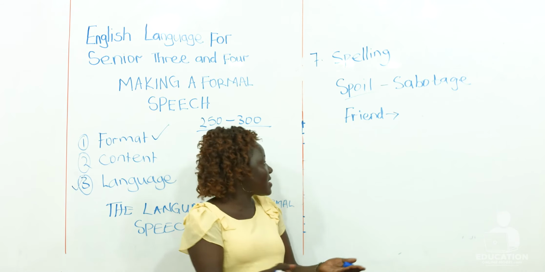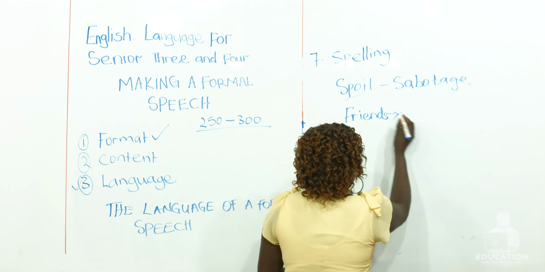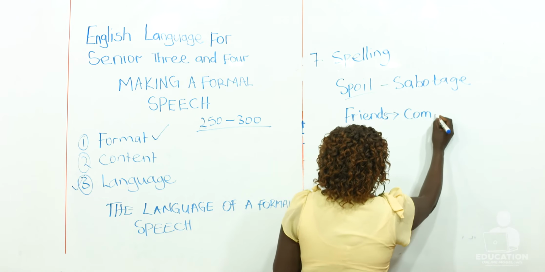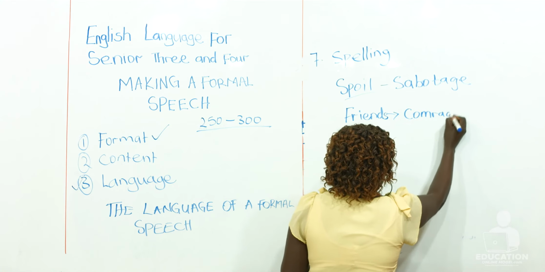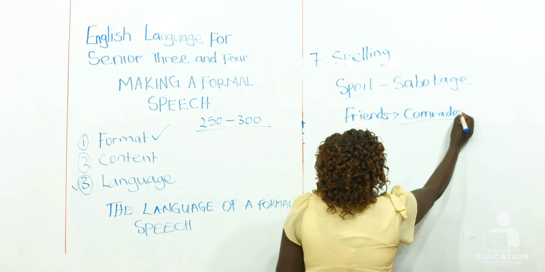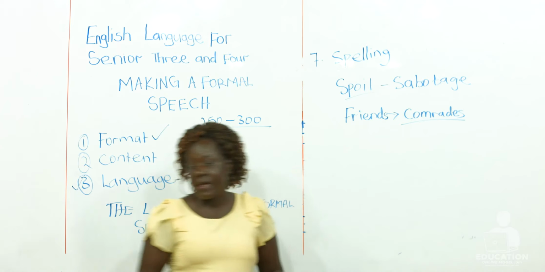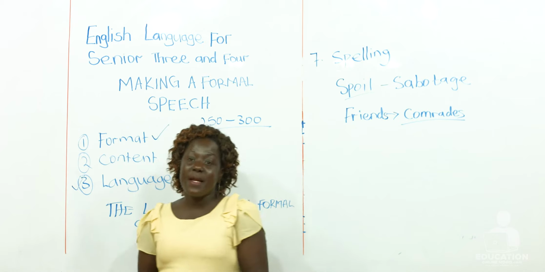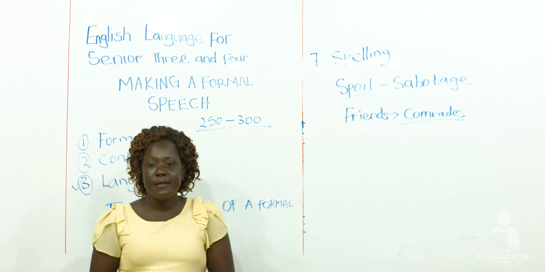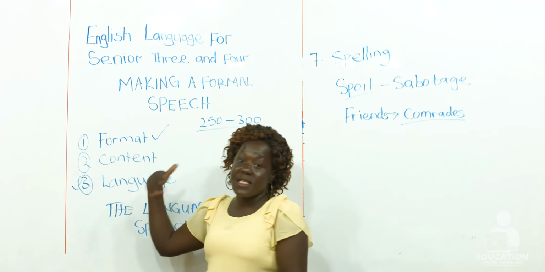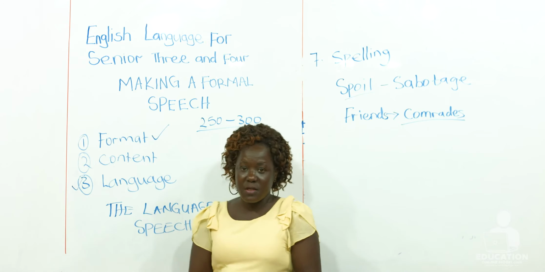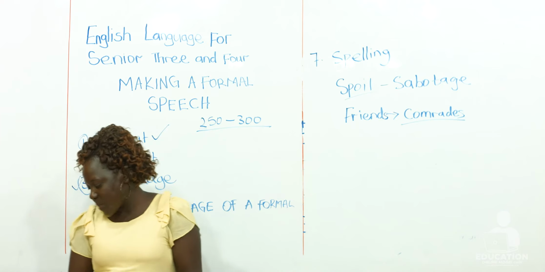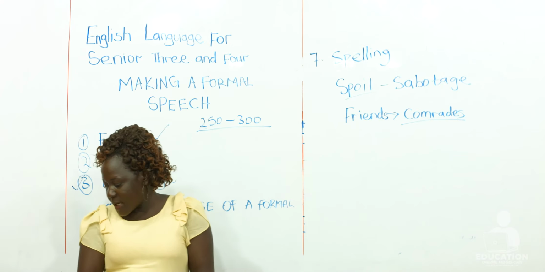Just write friends or colleagues instead of comrades. Don't bother yourself by saying comrades when you cannot even spell it. That is what we call spelling in making a formal speech. These are just a few examples of what we call spelling. Now the last one.